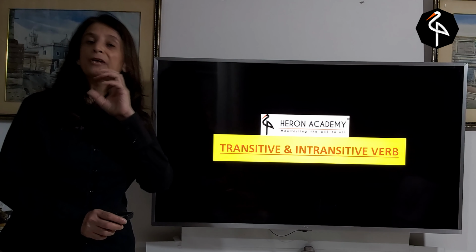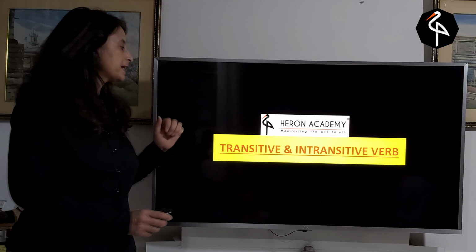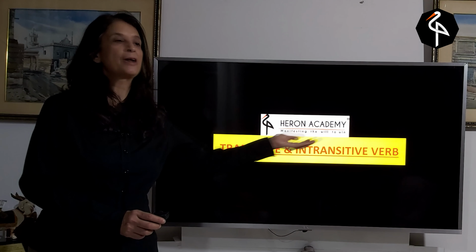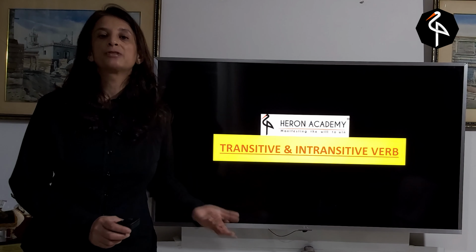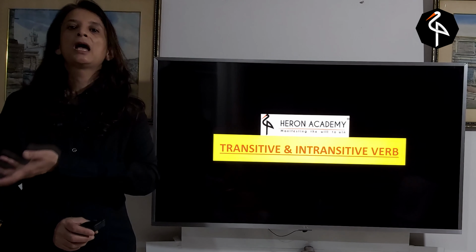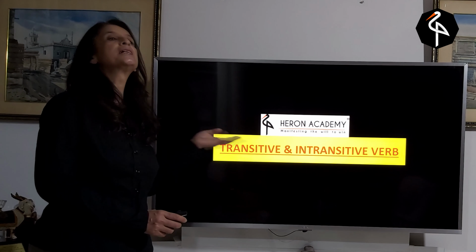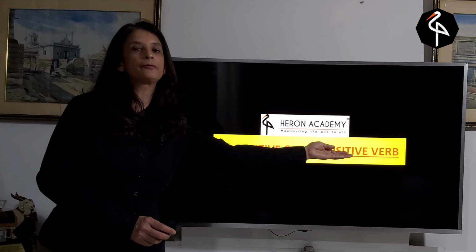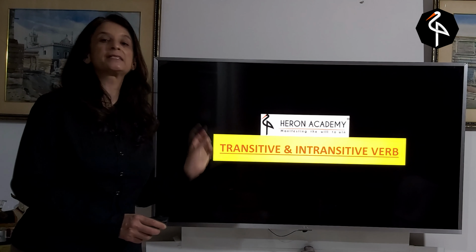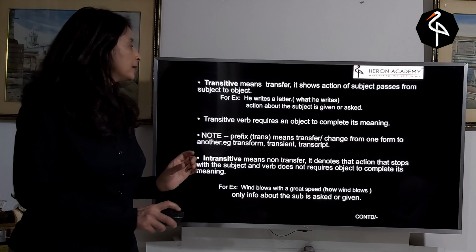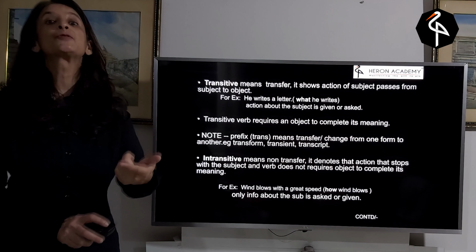Now, it is very, very important first to understand the meaning of the word. Now, when I say transitive verb, of course, you all know what is a verb. Verb is a word which tells about the subject, what the subject is, what the subject does, and what the subject has, right? So that is verb. Now, a transitive verb. Now, transitive is added to that word. So now what is this verb? The word transitive itself means transfer. Transitive verb means transfer.